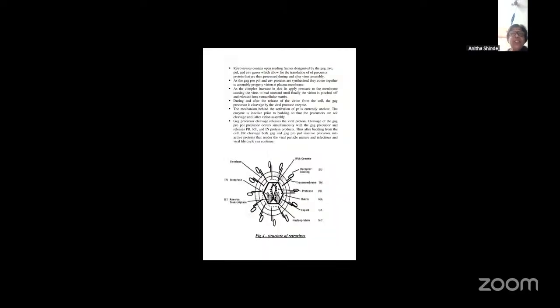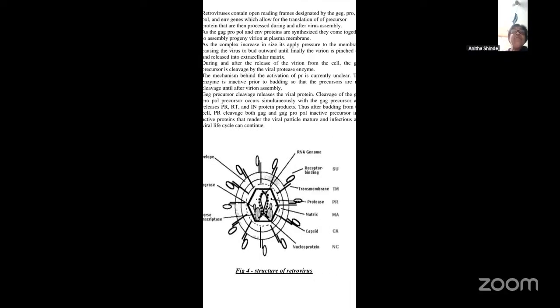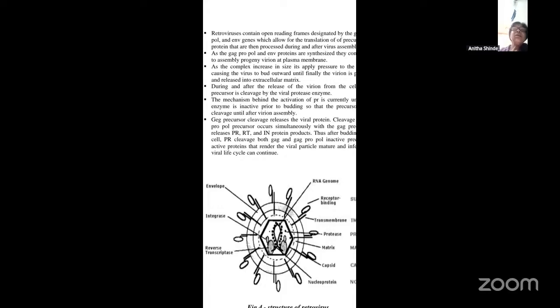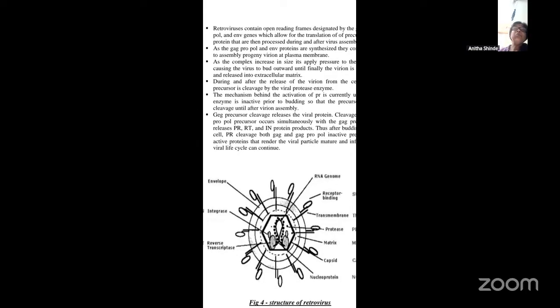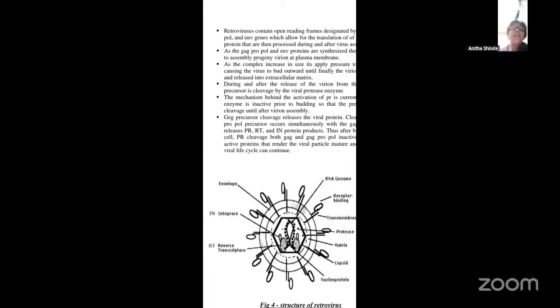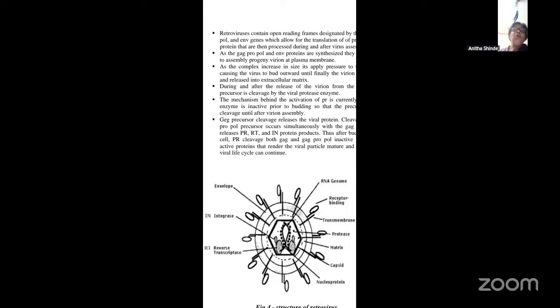Now, this is the structure of the retroviruses they have given. Retroviruses contain open reading frames, designated by the GAG, PRO, POL, as well as the ENV genes, which, as I've told you, allow for the translation of the precursor protein. Then the GAG, PRO, POL, and ENV proteins are synthesized. They come together to assemble the progeny virion. As the complex increases in size, it applies pressure to the membrane, causing the virus to bud outward. Finally, the virion particle is pinched off and released into the matrix.